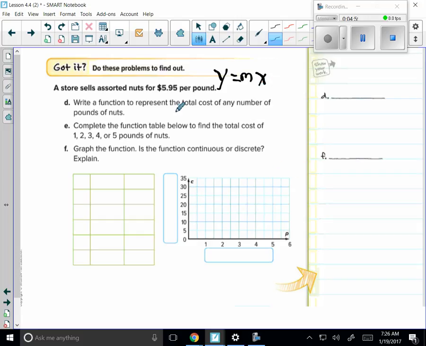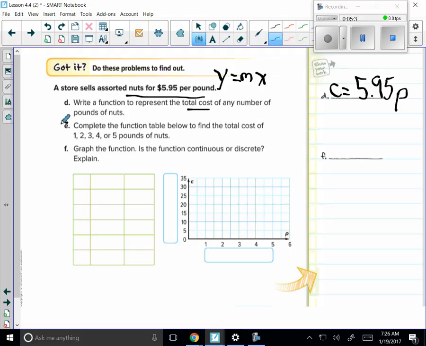So we know we have a function and we want to know total cost. That's going to end up being our answer. So my equation starts with C equals, and then right here we are looking at sort of nuts per pound. So I'm going to be doing 5.95 times however many pounds of nuts I have, and I'm just going to put P for pounds. So here is your function. C equals 5.95P. Now they want you to complete the function table below to find the total cost of 1, 2, 3, 4, or 5 pounds of nuts.